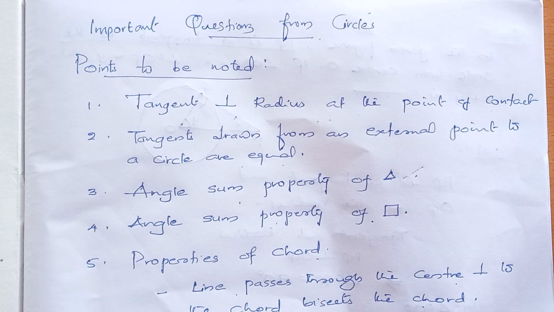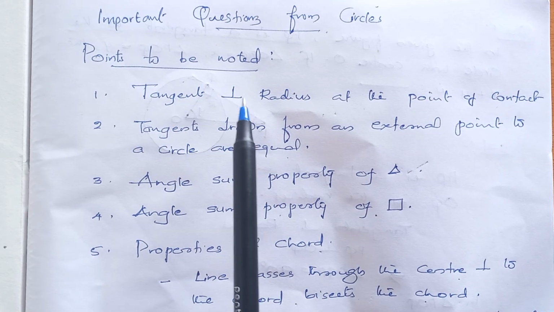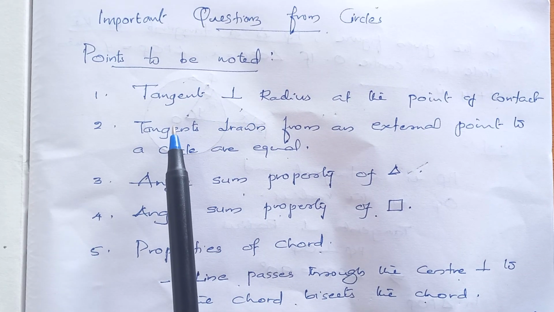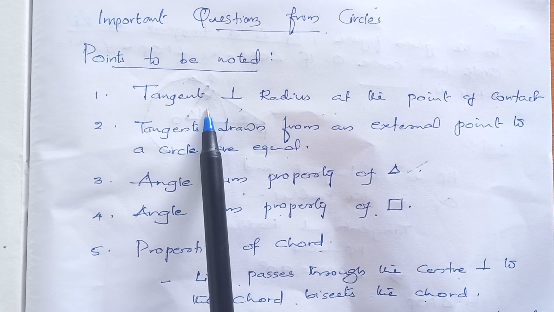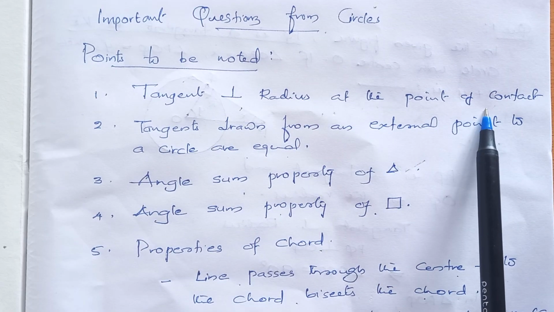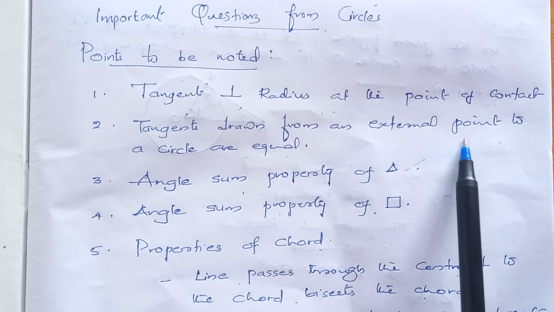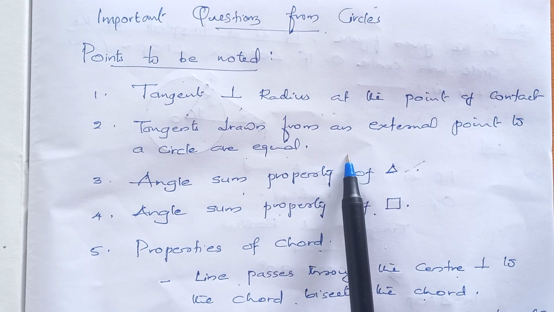Good morning all. Today we will have a discussion on important questions from circles. Before going to the problems, let's have a look at the prior knowledge required for the chapter. The first point is the tangent is perpendicular to the radius at the point of contact. Second point, the tangents drawn from an external point to a circle are equal in length.